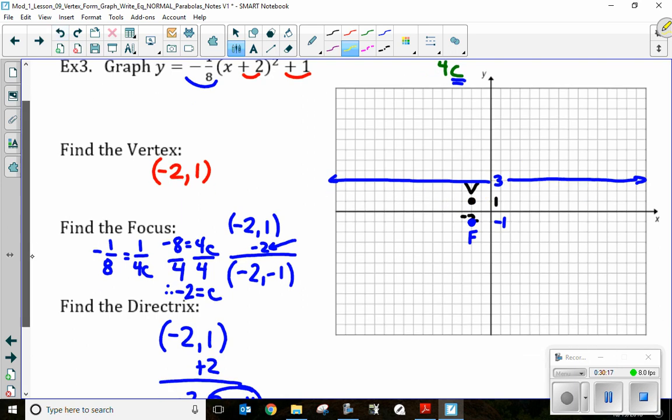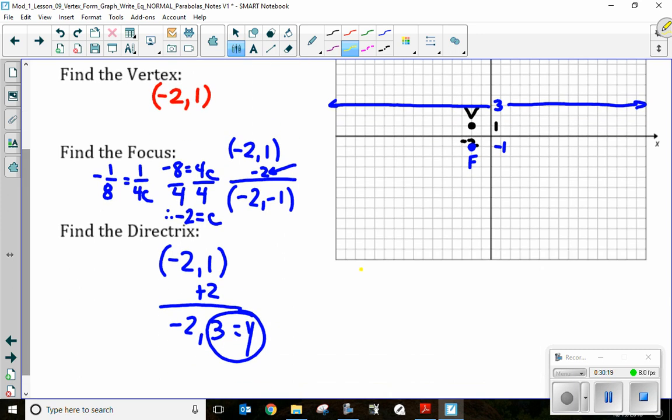The last thing I need is my focal width. That is the absolute value of 4c. I know 4c is negative 8. It tells me right here, 4c equals negative 8. The absolute value of negative 8 is positive 8. That's my focal width. What's that mean? That's how wide the parabola is at the focus.